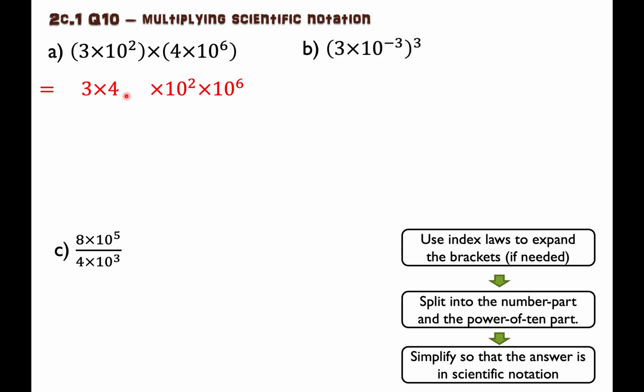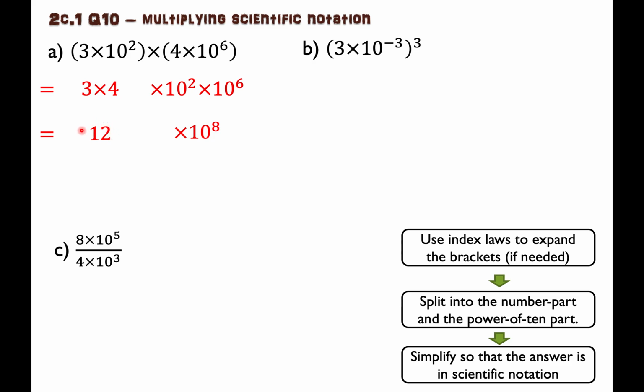Now we can recognize that 3 times 4 is 12. 10 squared times 10 to the power of 6, well, these are exponents. I'm multiplying these two exponents together, so I need to add these numbers, the 2 plus the 6, to get 8. Now this is correct that it's the same, but it's not in scientific notation. To be in scientific notation, this number needs to be between 1 and 10. That way, there is only one way to write a number in scientific notation, and we can be consistent.